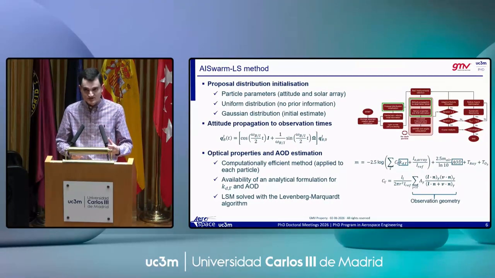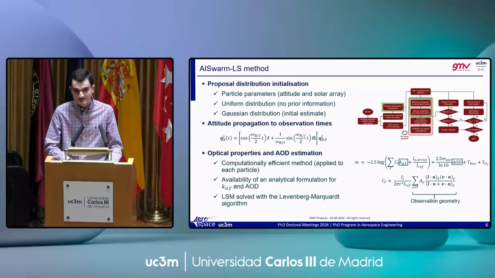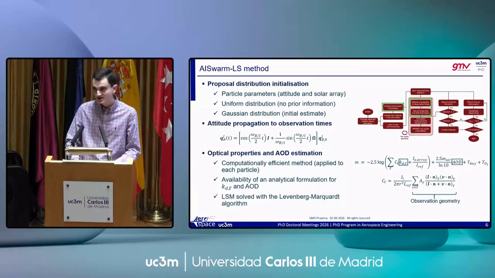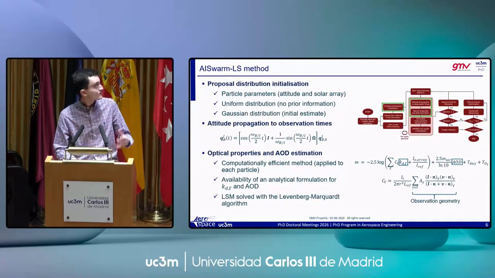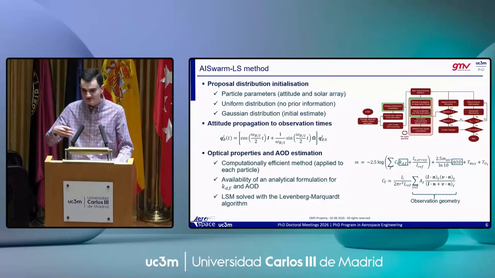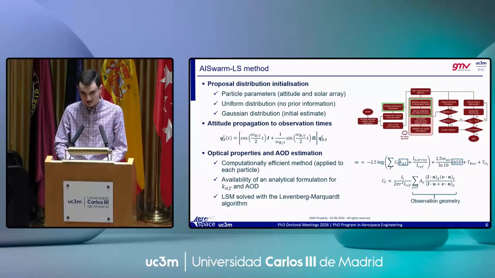Okay, then before starting the iterative part of the algorithm, we need to initialize the proposal distribution of the parameters that are described with particles, the attitude parameters and the solar array. For those for which we have an initial estimate, we use a Gaussian distribution, and for the rest we use a uniform distribution. Then we can propagate the attitude to the epochs of the real observations, so that we can estimate the optical parameters and the aerosol optical depth.